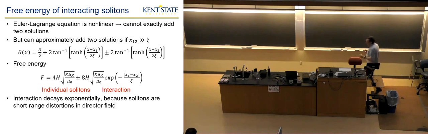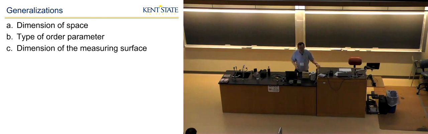All right, so that's the story for a two-dimensional nematic, in one dimension or two dimensions. Now, we can have lots of generalizations of that.